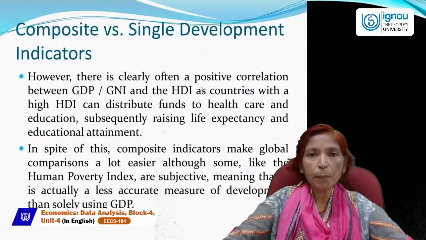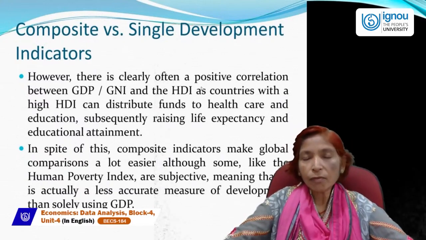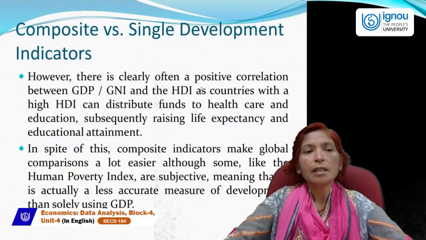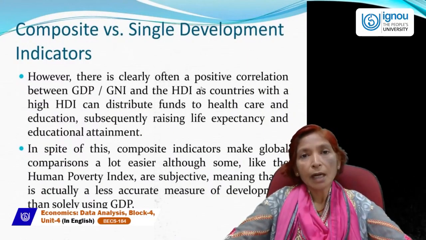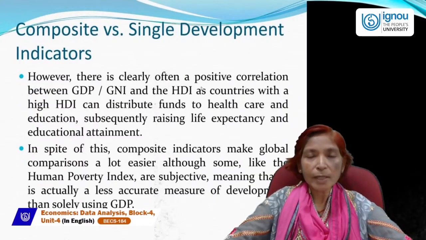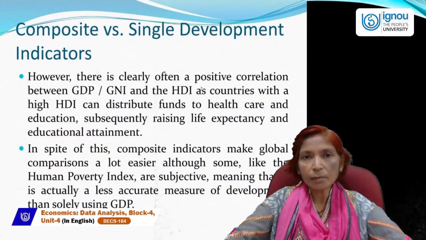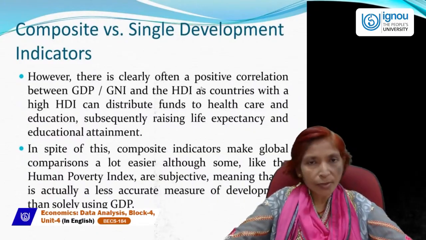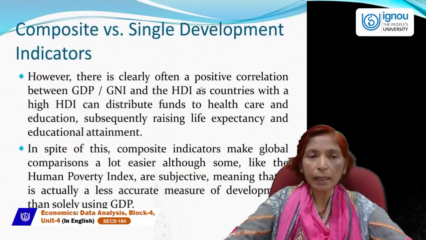If we want to compare the Indian economy with the rest of the world or other foreign countries, then we will use composite development indicators. But if we want to estimate our country's GDP, gross domestic product, or gross national income, and if we want to show how much increase there is in our national income or per capita income, how much increase in the standard of living of the country's people, that is a single development indicator. Then we will use a single development indicator.